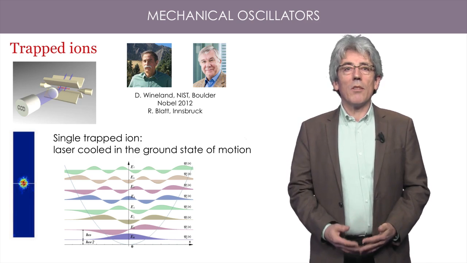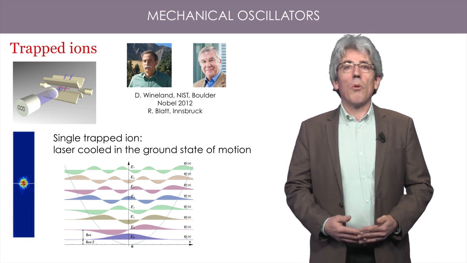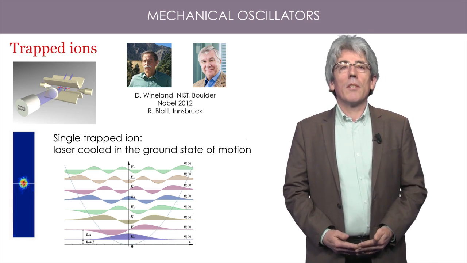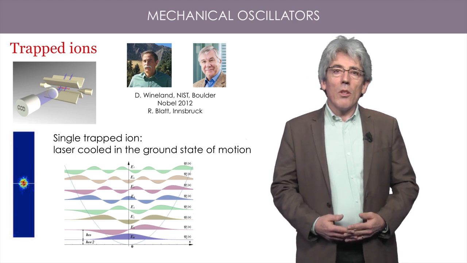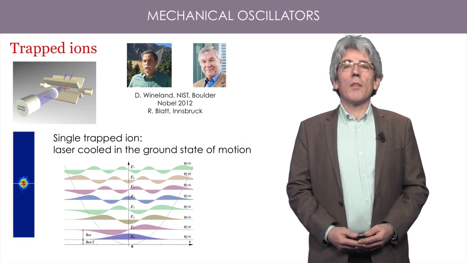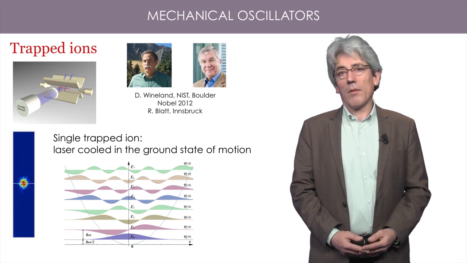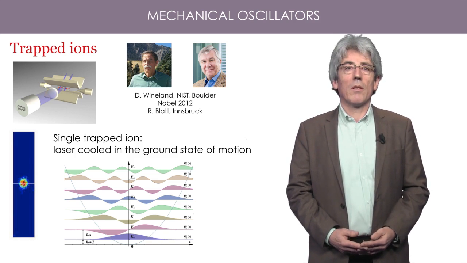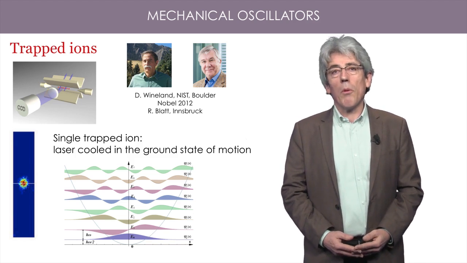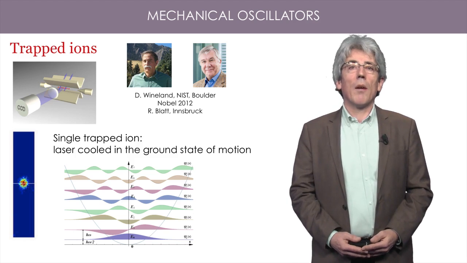While reaching this degree of control of motion, a quantum description becomes necessary. Not surprisingly, the quantum state of motion of a massive particle trapped in a harmonic potential is described by using the formalism of a quantized harmonic oscillator.